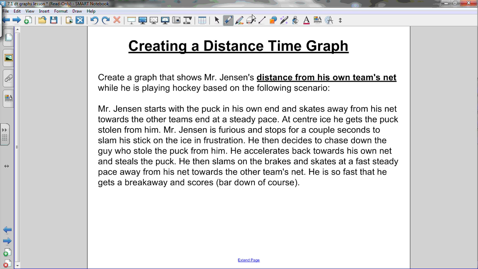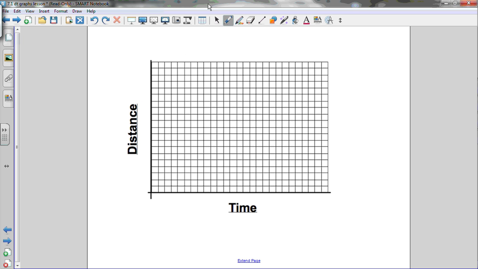So I'm right by my own net. Keep in mind, this is a graph that shows my distance from my own team's net. So I start with the puck in my own end and skate away from the net towards the other team's end at a steady pace. Okay, so that'd be my first section. So here's my graph. I start in my own end. I'm going to assume I start right near my own net.